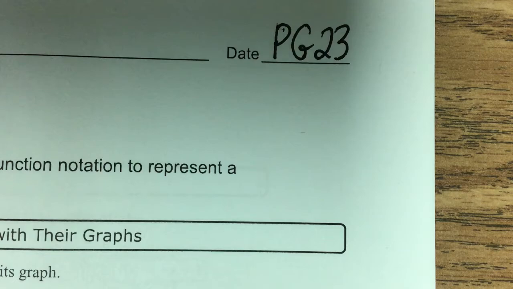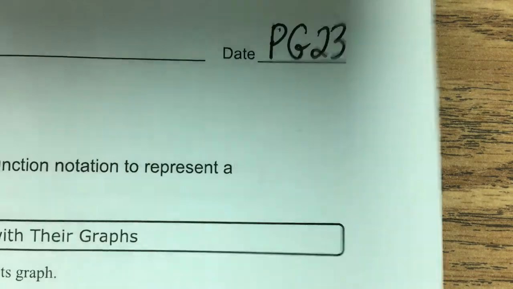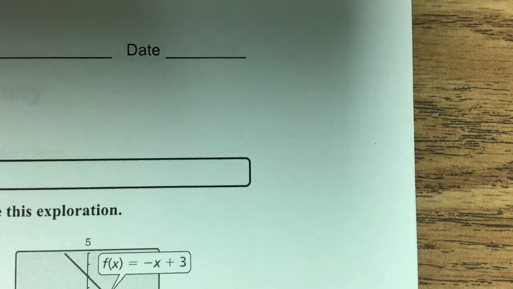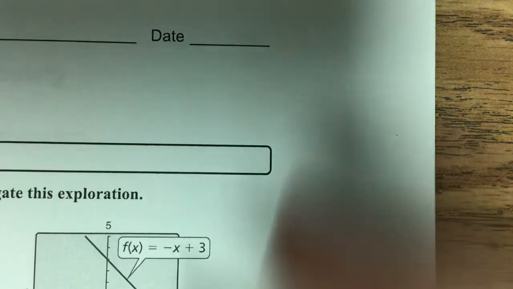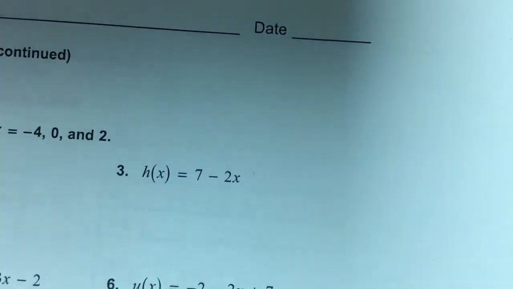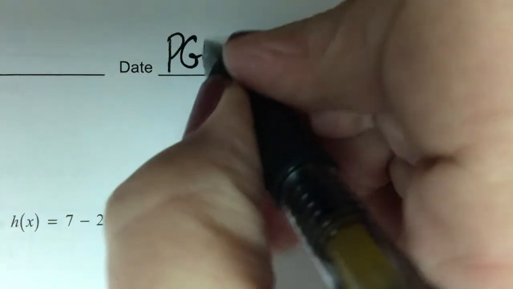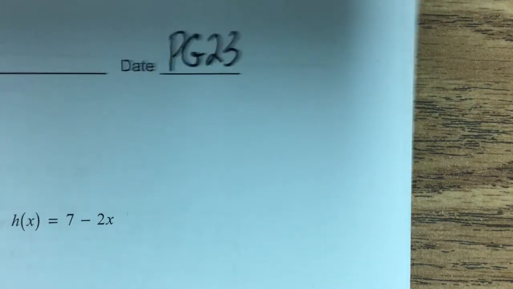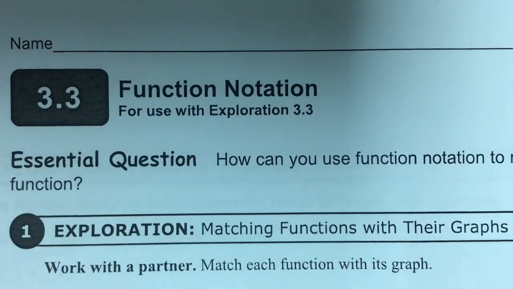Page 23 in your notebook is going to be Student Journal, page 69. Student Journal, page 70. And Student Journal, page 72, I think. Yes, Student Journal, page 72. All of those are page 23 in your notebook, and the title is what the title is up here, Function Notation.